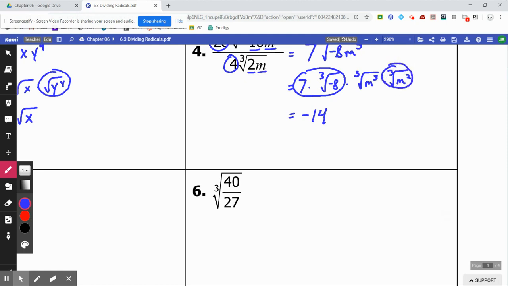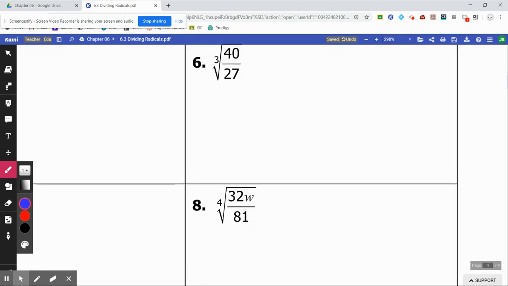The cube root of m to the third, I know this one. Cube root of m to the third would be m. And left underneath the cube root symbol would be m squared. Number 5.